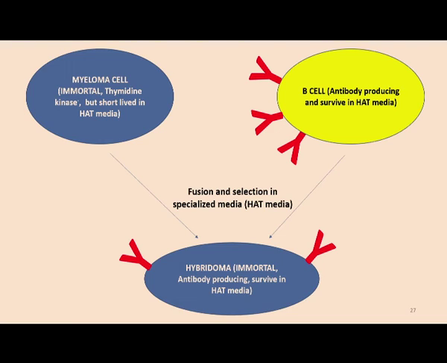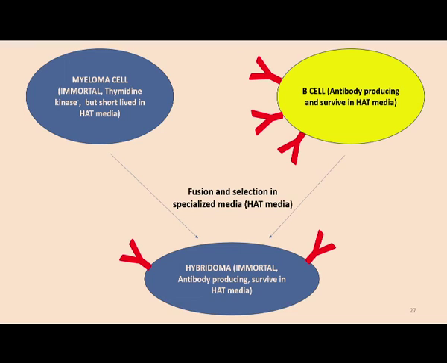And because it is a cancerous cell type, therefore it is immortal. Again, you have a B cell which produces antibodies that you would like to produce in bulk, but because it is a B cell, it is a normal cell, therefore it has a finite replicative capacity and it cannot be grown in culture for an indefinite period of time.